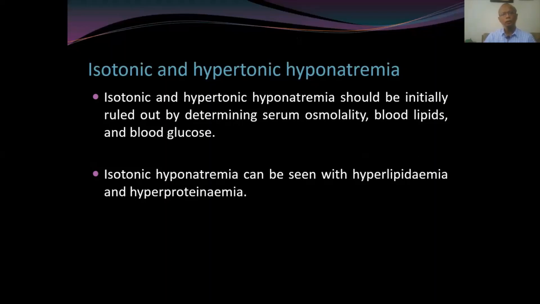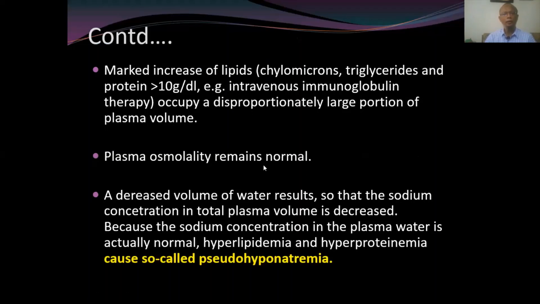Now, what about the isotonic and hypertonic hyponatremia? Isotonic and hypertonic hyponatremia should be initially ruled out by determining the serum osmolality, blood lipids, and blood glucose. Isotonic hyponatremia can be seen with hyperlipidemia and hyperproteinemia. You will get a marked increase of lipids, that is chylomicron, triglyceride, and proteins, more than 10 gram per dl, as in intravenous immunoglobulin therapy, which occupy a disproportionately large portion of plasma volume.